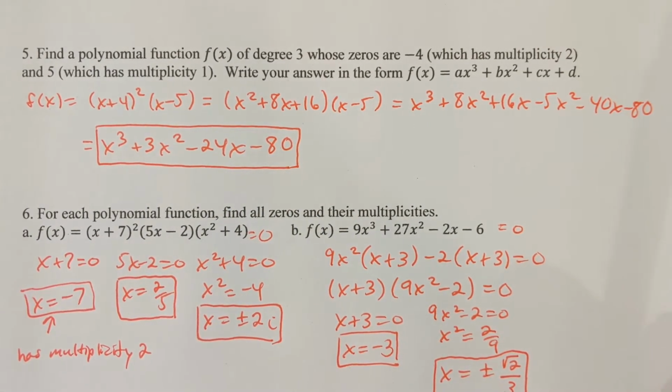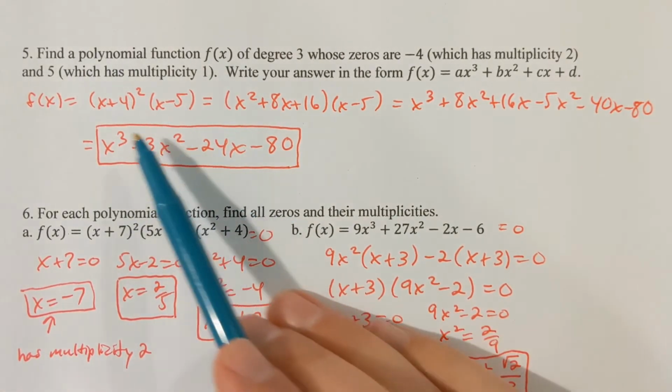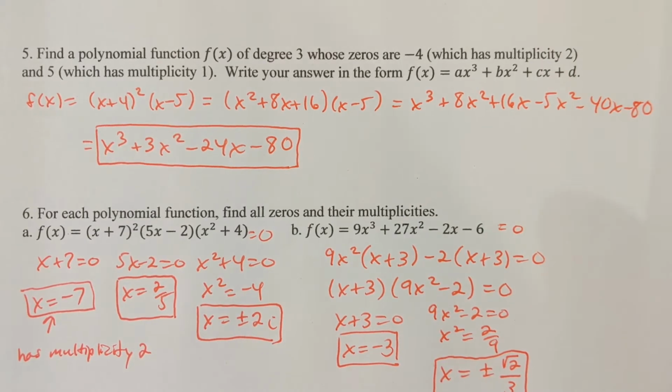I mentioned on the other video, pay attention to how the book wants the answers written. Sometimes they want it left in a factored form, and sometimes they want it left in a polynomial form. Okay, they'll tell you that in the directions what form they want the answer to be written in.